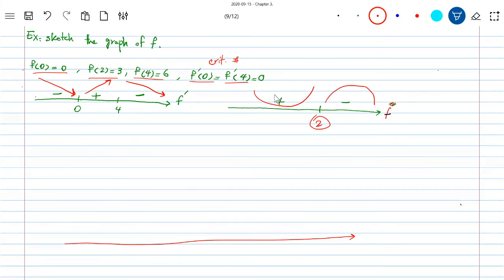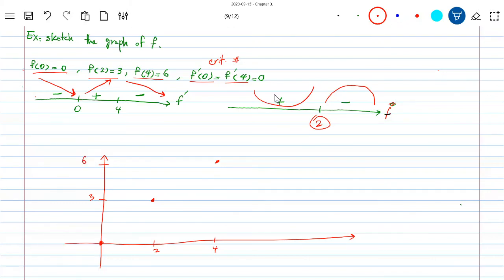So maybe I should focus mostly on the right hand side since the given information is after 0. So here, first start with the points. f of 0 is 0. f of 2 is 3, so here's 2 and 3. f of 4 is given as 6, so here is 4, and f of that is 6.